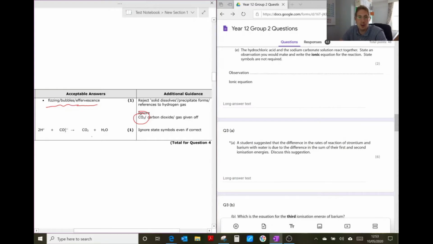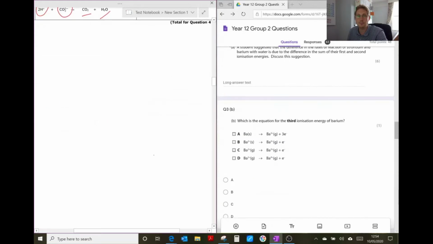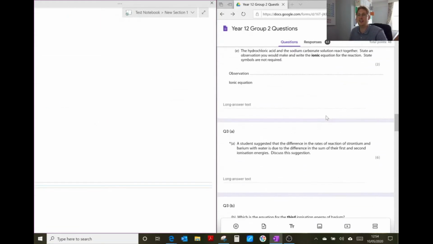The ionic equation, many people got this, but lots of people forgetting the charges. 2 protons from the acid, the carbonate anion forms CO2 and H2O, 1 mark there. Now this was quite a difficult question. Some people really misunderstood what was needed for this question.